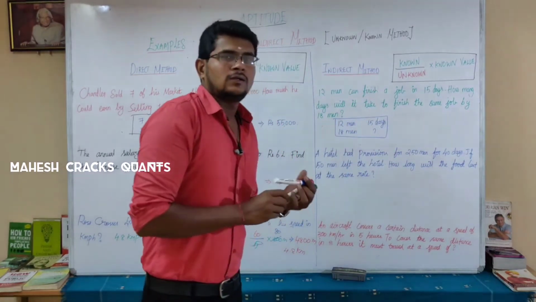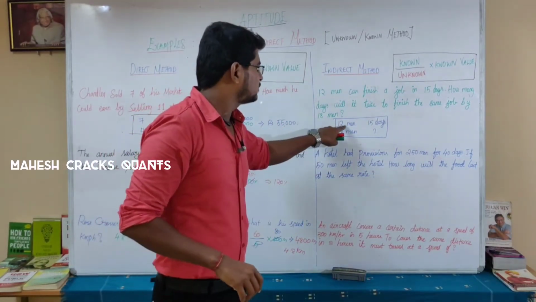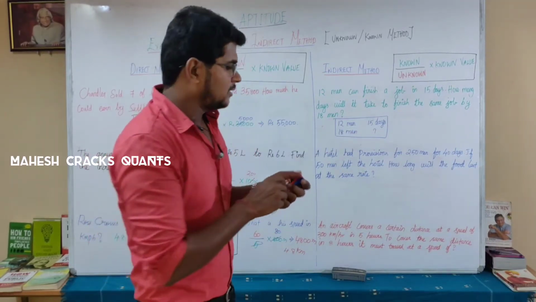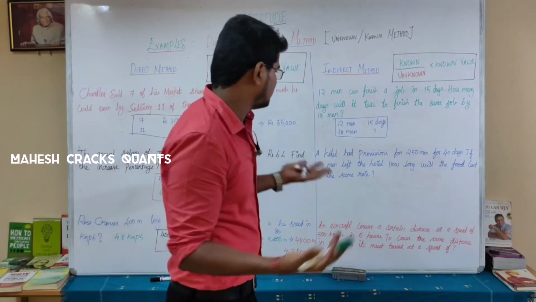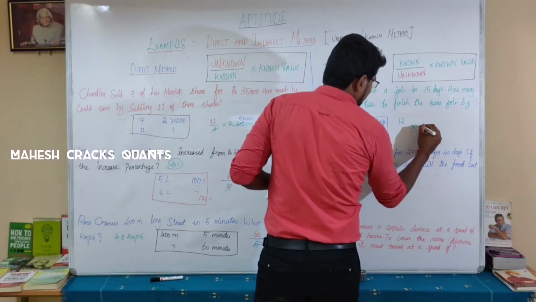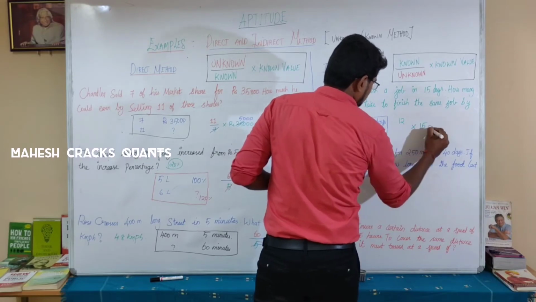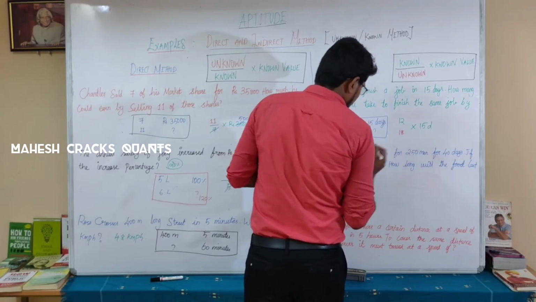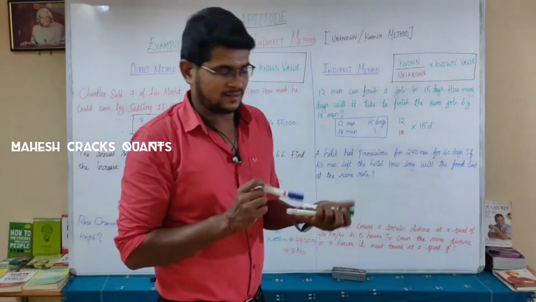This is the question. Here clearly we know the known value is 12 men, which is 15 days. The unknown value is 18 men, which is what we have to find. We know the formula as well. So known 12 is equivalent to 15 days, and then unknown is 18. So solving this, you will get the answer.